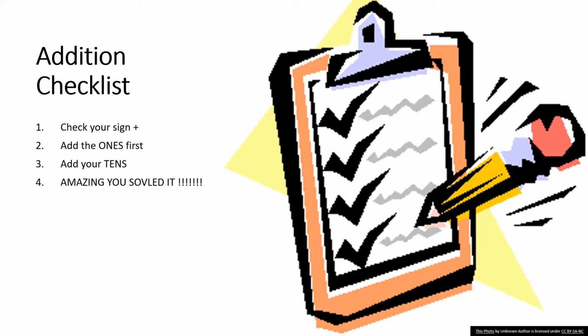Let's review our addition checklist. Remember that when you're adding your numbers together, you always want to check the sign first. Are we adding? Are we multiplying? Are we subtracting? Then you want to add your ones. After, you add your tens. And that's it. You solve the problem.